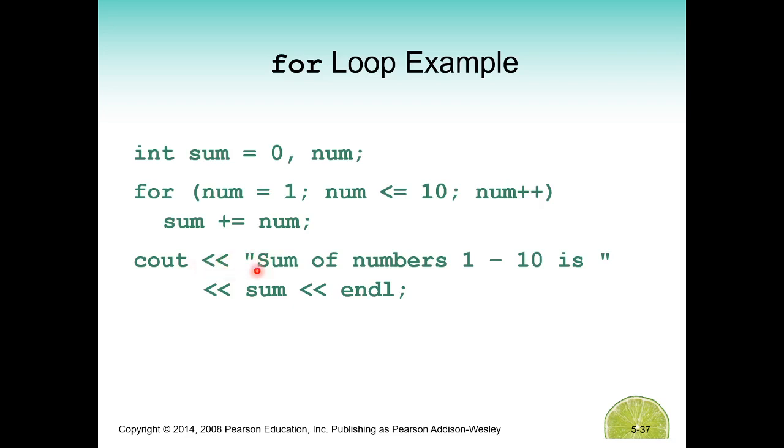And then here, "the sum of numbers 1 to 10 is" is just a text message to display, followed by sum. That will actually display outside of the loop, because we don't have brackets here in this example. So the only statement that belongs to the loop is this statement. What about this statement, the cout? It doesn't belong to the loop because we don't have a bracket. If we had brackets starting from here until here, then everything would be inside the loop, and both statements would be iterated.